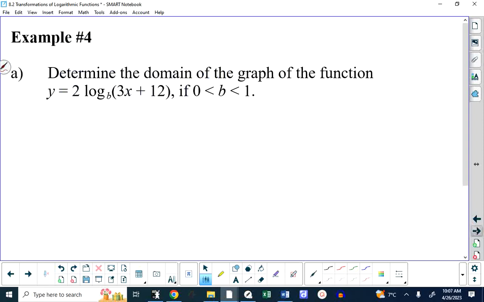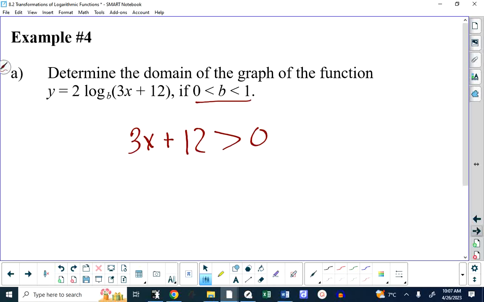All right. Determine the domain of this graph. So the fact that they're telling you the base is between 0 and 1 is what your English teacher would call a red herring. It's just there to take you off the track of doing your work. It's not important. What's important is the argument must be greater than 0. Always for a logarithm. You can't take the logarithm of a negative or of 0.